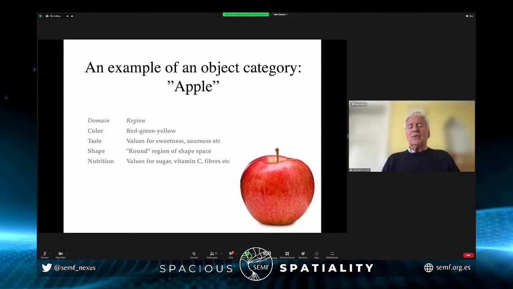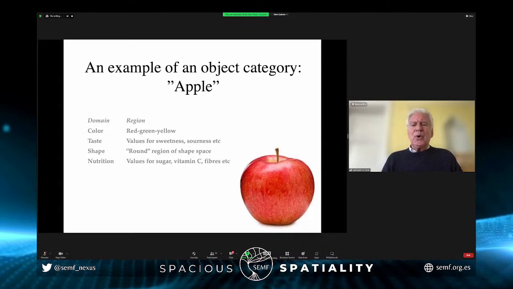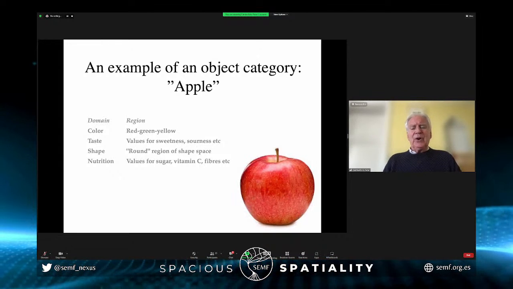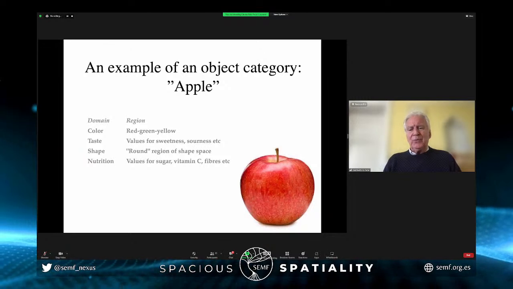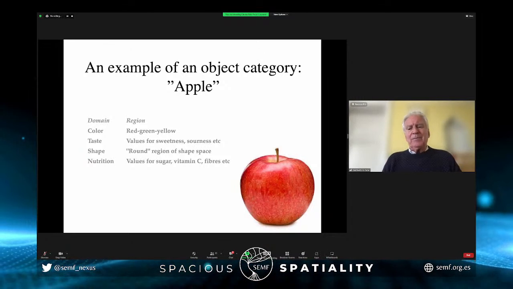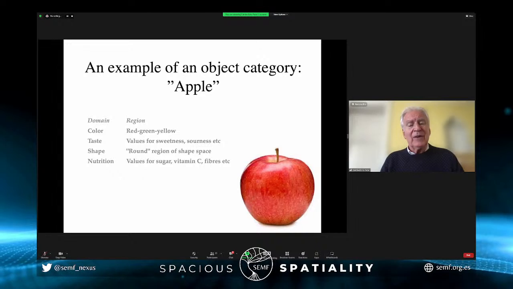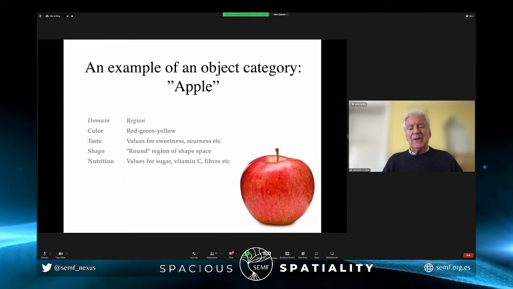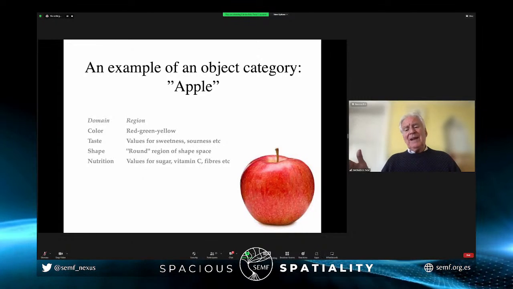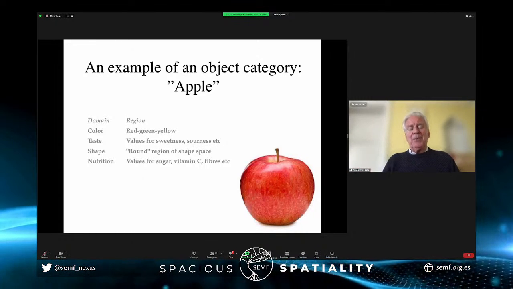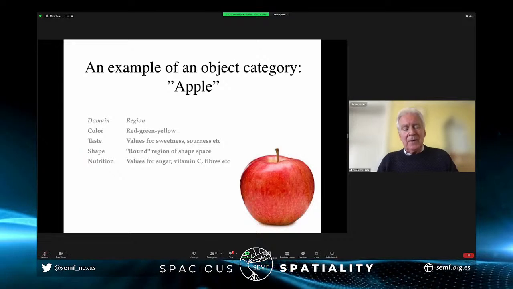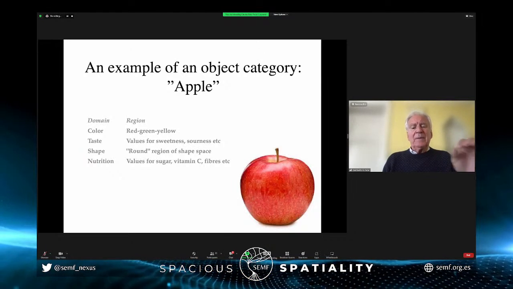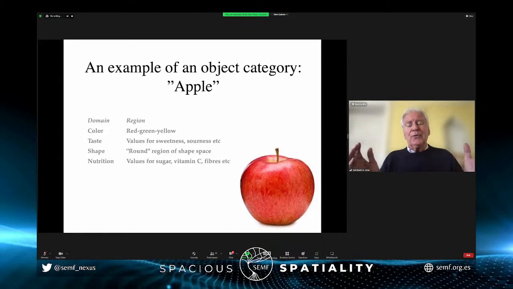Now we get to nouns, and I will focus on nouns for objects. Because again, these are nouns that children learn first, and we need to explain that before we get to more abstract nouns. And actually, I don't really have a good theory of how we represent abstract nouns. But let's take a simple word like apple, a concrete object. And what distinguishes nouns from adjectives is that nouns refer to lots of domains.